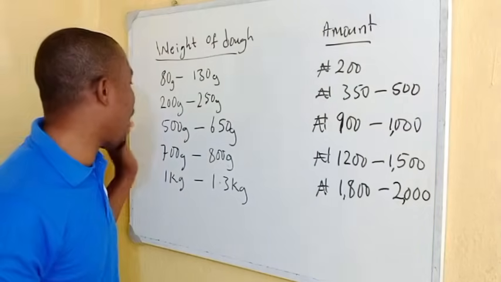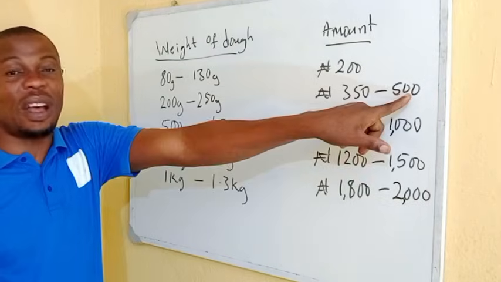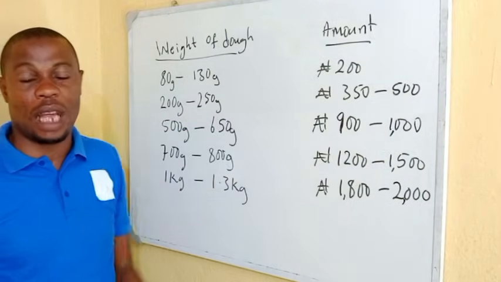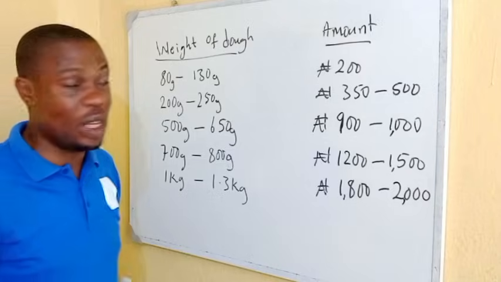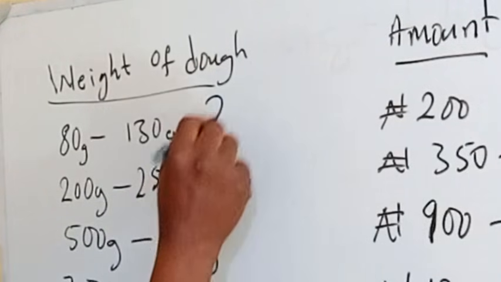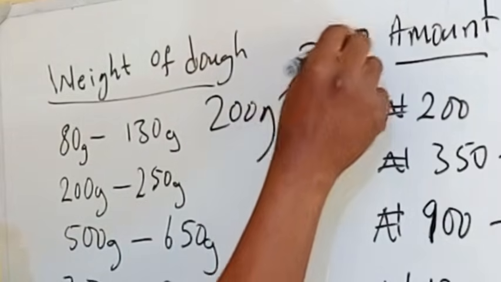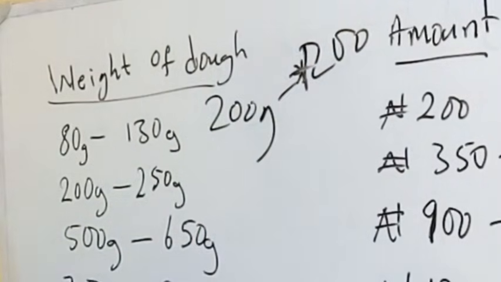Because if you weigh 500 grams of dough and you are selling it at 500 naira, you will not make profit. I guarantee you there will be no profit. There's no way you weigh 200 grams of dough and sell it for 200 naira and make profit. There will be no profit.